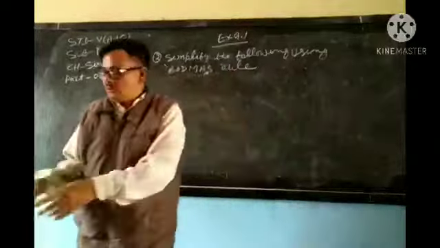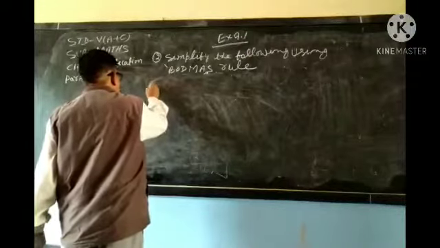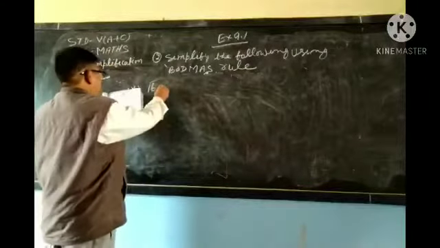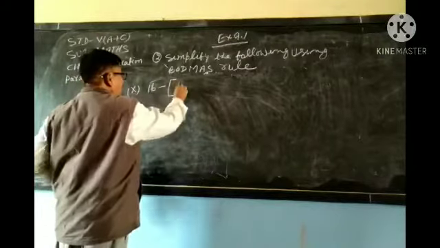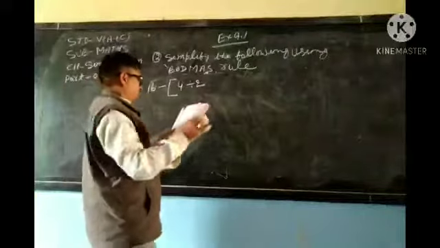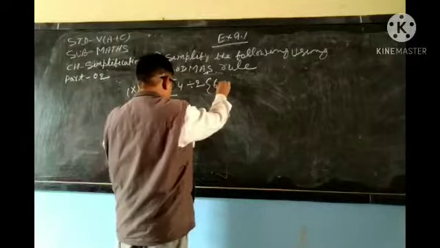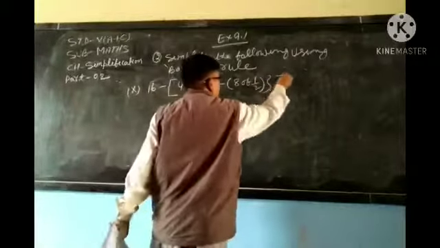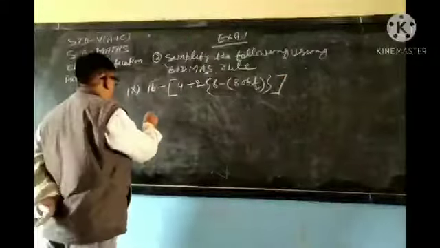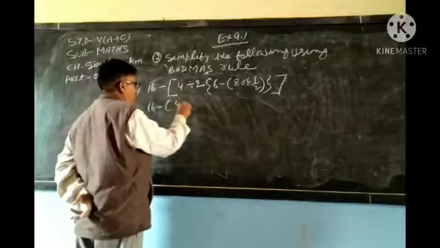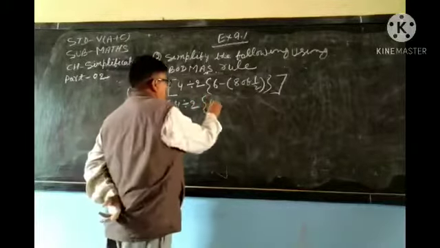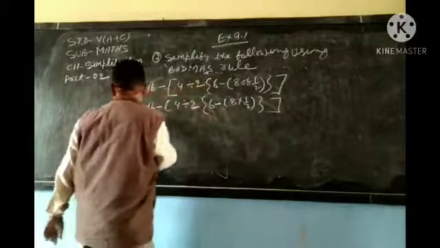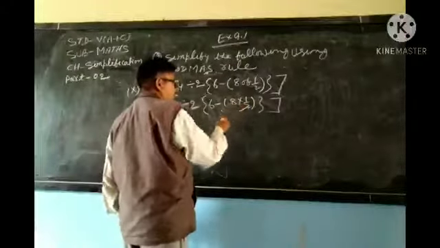Question number 10 is there. Divided by 2. 6 minus. Of which, of means like 8 into 1 minus. Now what will you do? 4. 8 divided by 2.